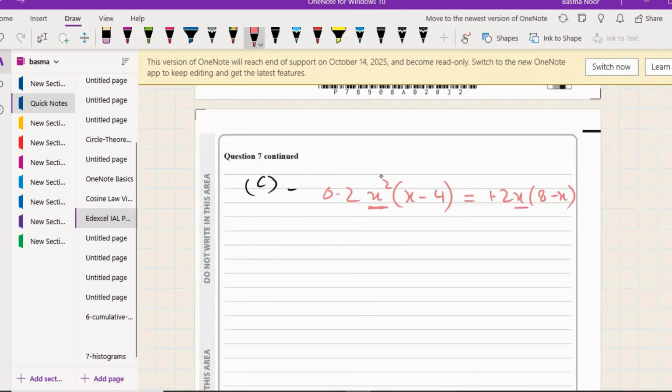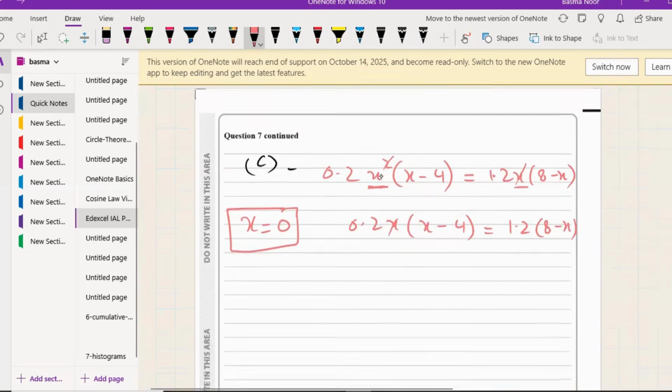So you can just take the x out from both of them and cancel it. Basically that x doesn't get cancelled, you just keep it equals to 0. Okay, you cancel out one x and that x will be 0, will give you the 0 root. So the remaining one will be 0.2x times x minus 4 equals to 1.2 times 8 minus x. You never cut the x's like that. Cutting the x means that x is giving you the 0 value. Okay, one of the roots is x equals to 0, you can skip that. So one of the x we already got, that is 0.